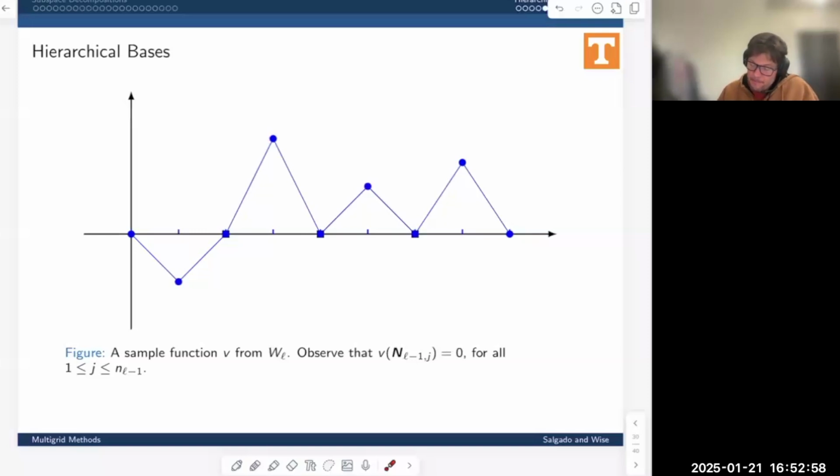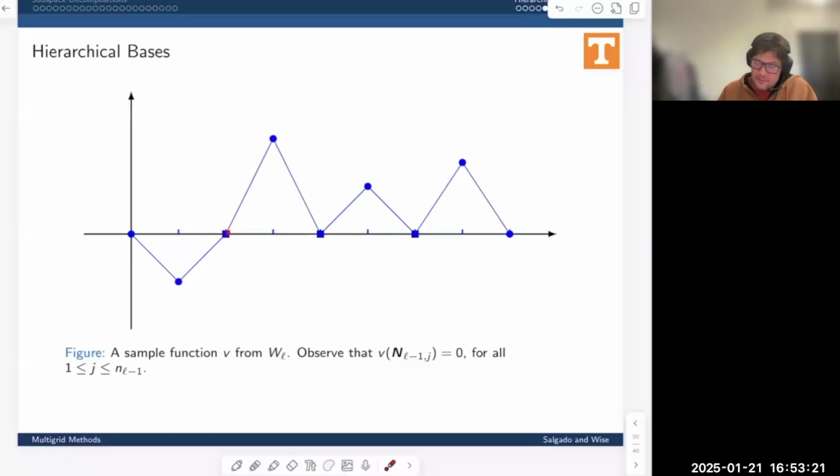And so just notice that the way this is defined, V is equal to 0 at all of the nodes in the coarse mesh. That's what that means, coarse mesh nodes. So the fine mesh nodes are all of these guys. But remember, we're refining through this standard refinement procedure of bisection in the case of a 1D mesh.